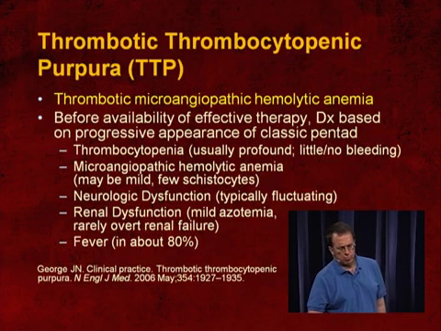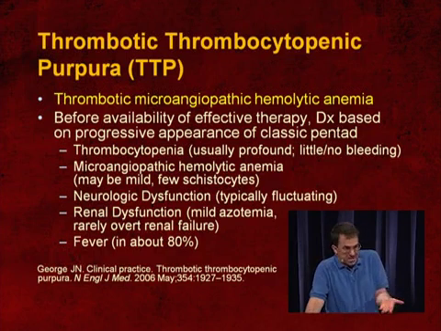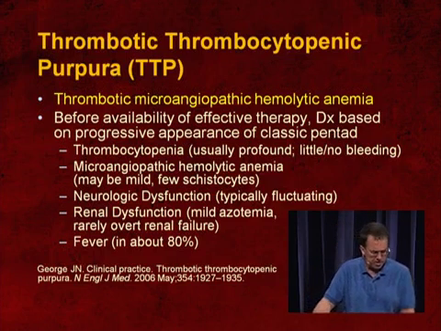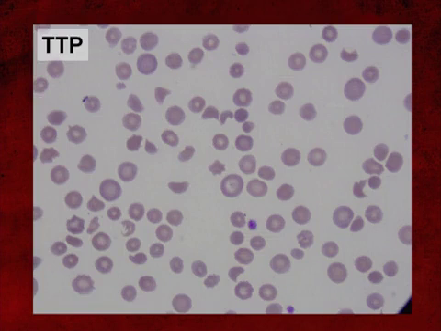Neurologic dysfunction, more classic in adults, and then renal dysfunction. Why? Because you're getting little clots, and the kidneys don't like little clots on the blood vessels going to them. So this is what a TTP slide looks like. Do we all appreciate the schistocytes? Okay.